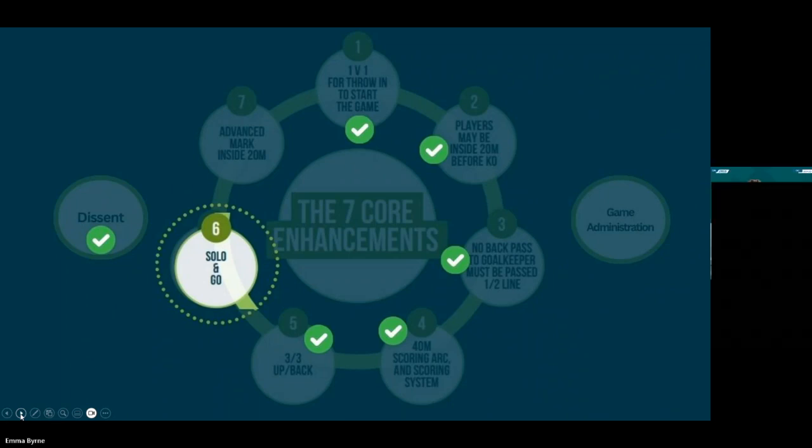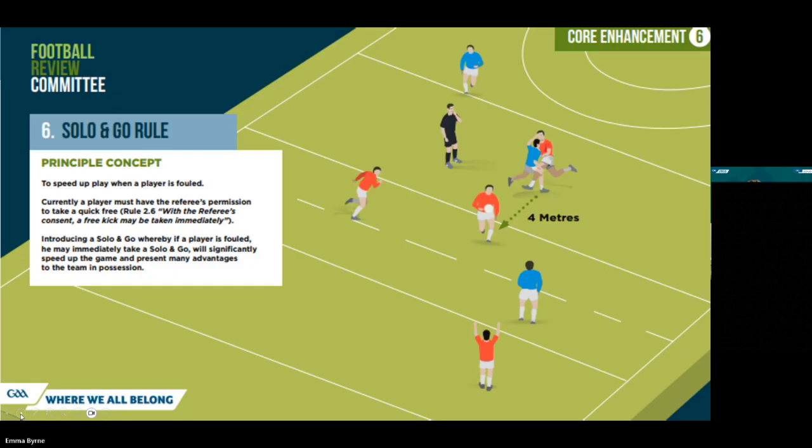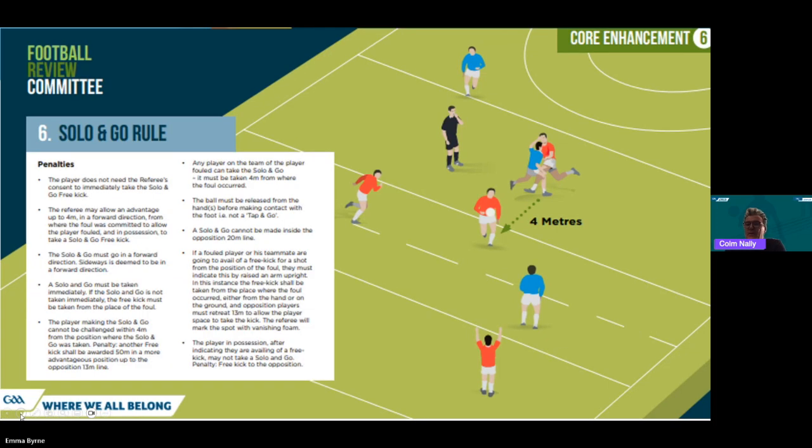Thanks, Jack. Yeah, so the solo and go is basically a free kick. It's aimed to speed up play when a player is fouled. The amended rule now allows the player to take a solo goal immediately. Under the previous written rule, you have to wait for the referee's permission to take a free kick. The solo goal must move in a forward direction, and sideways is also deemed as forward. The player making the solo goal cannot be challenged within 4 meters from the position where the solo goal is taken. The ball must be released from the hand before making contact with the foot, not a toe tap, and not bringing the foot up to the ball.